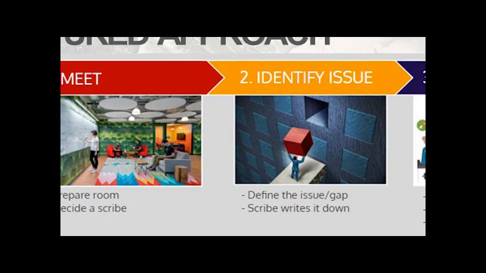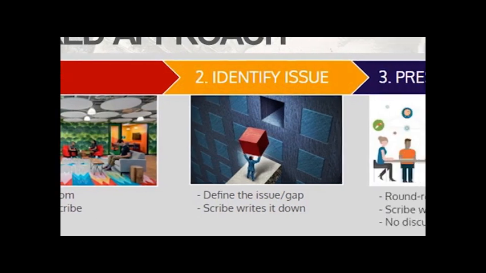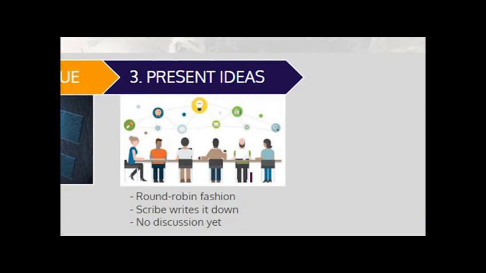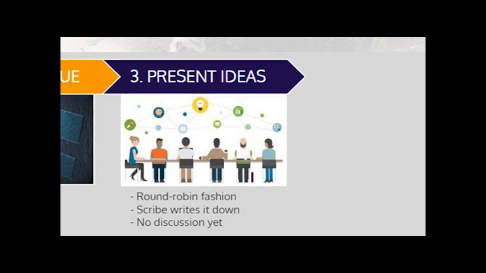Make sure that your scribe writes down the issue. Number three is a round robin type of way of presenting ideas. And the scribe writes down each idea, but at this point, it's not a time to discuss yet.